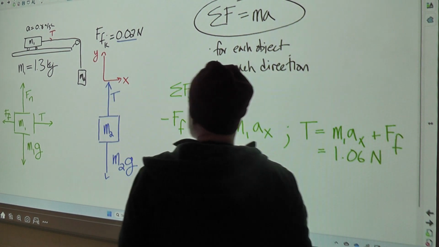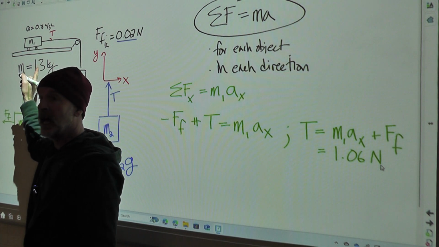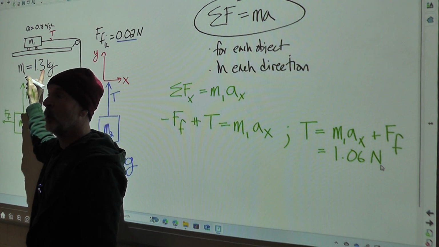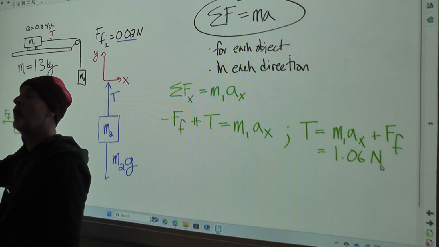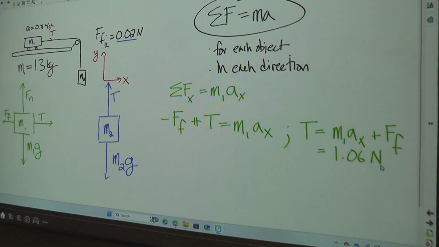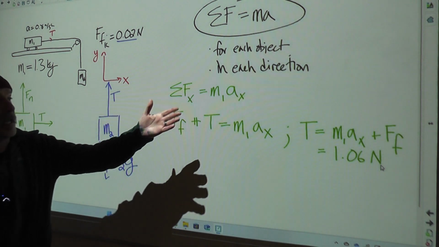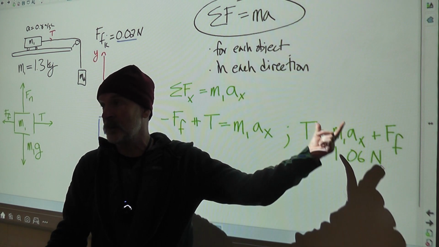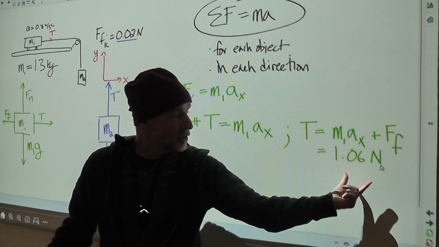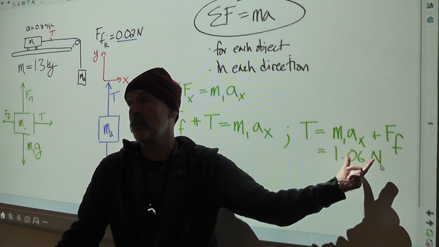1.06 newtons. Now, if you used a different mass, if you used a more precise mass, like the carts don't weigh 1.3 kilograms with 2 bars. It's a little bit less than that. So maybe you used 1.285 kilograms. If that's the case, then your tension is going to be a little bit less too, but not much.